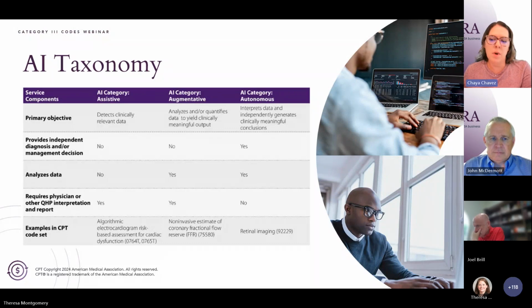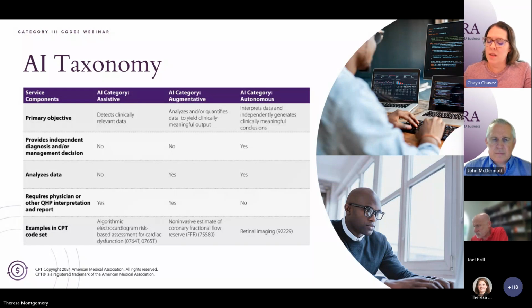Now, what distinguishes these 3 categories is how much the technology is actually doing the work versus how much the physician is doing. So you can see in assistive, the technology is just detecting clinically relevant data, whereas in autonomous, it's actually interpreting the data and making a clinically meaningful conclusion. So you can see they have examples even listed in each of these categories as to where the codes, both Category 3 and Category 1, fall into these categories.